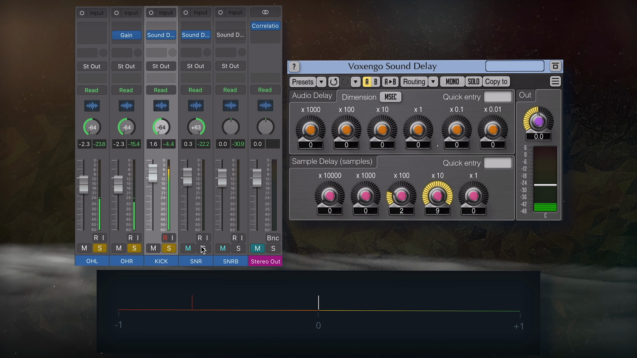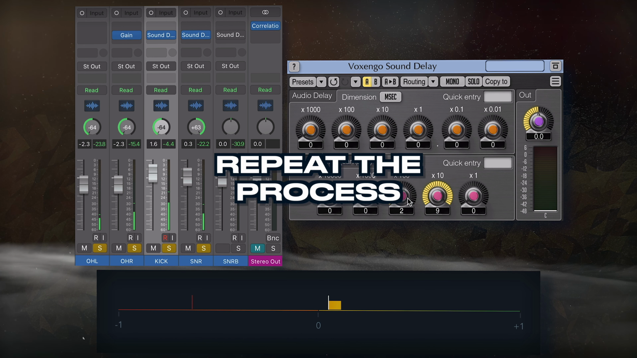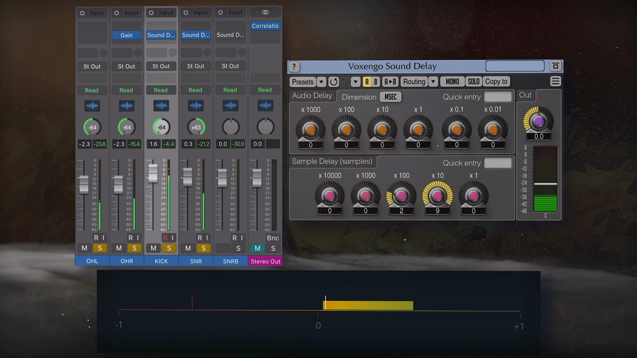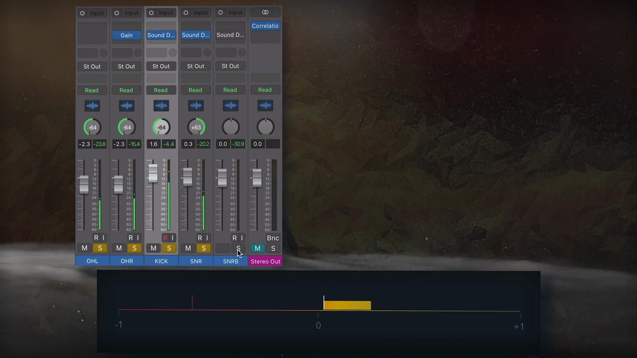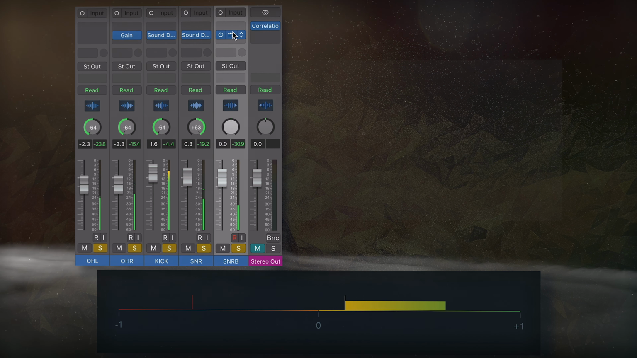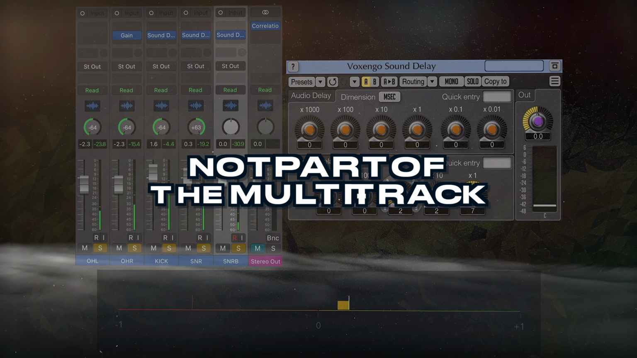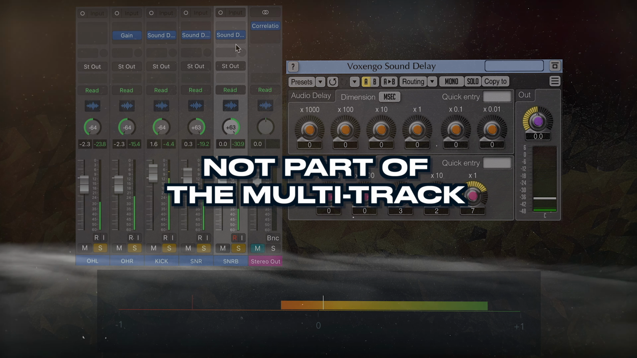I delay it until it correlates as best as possible, then repeat this process for all of the drum tracks. Now keep in mind that this doesn't need to be done for separately recorded instruments. For example, say after I recorded the drums, I used one microphone to record a tambourine or a shaker. I would not consider this as part of the multi-track drums.